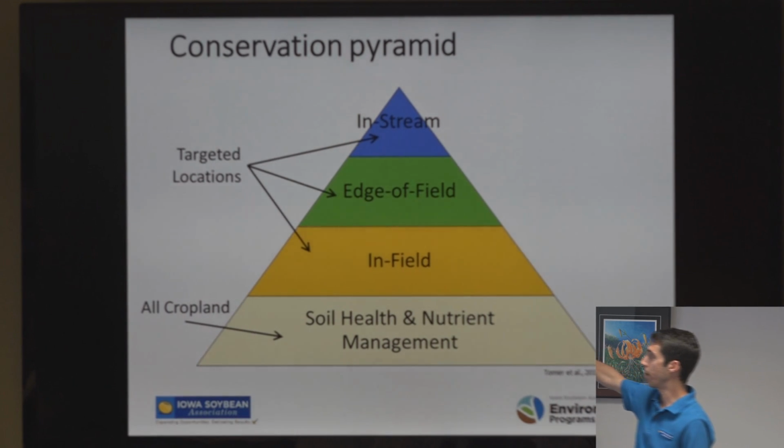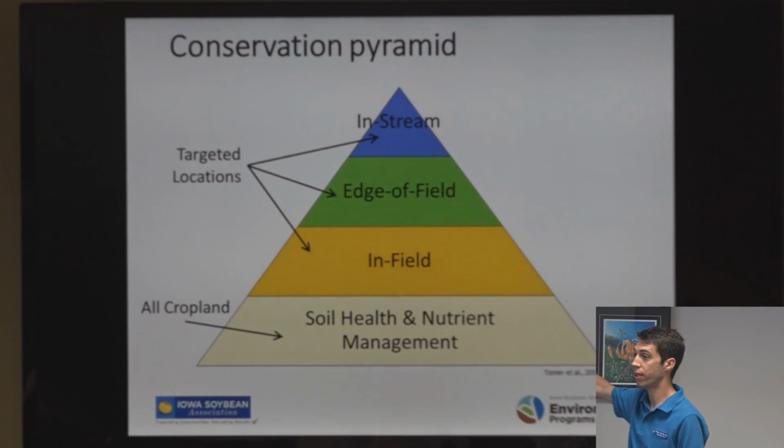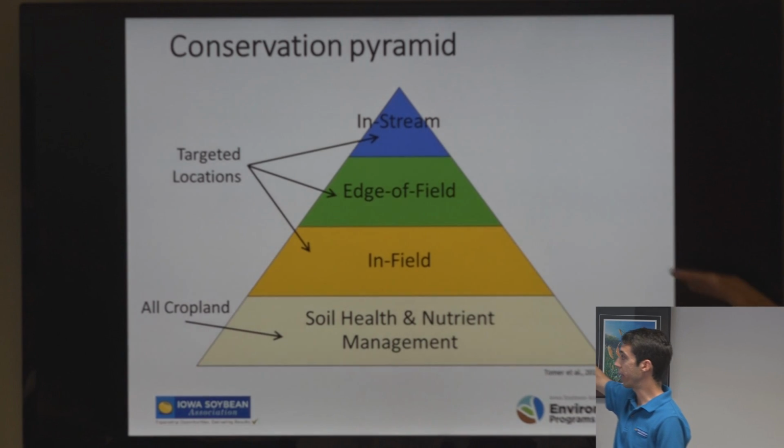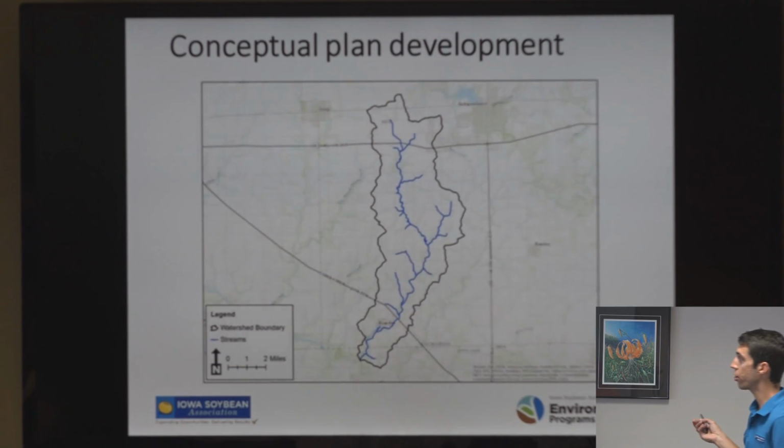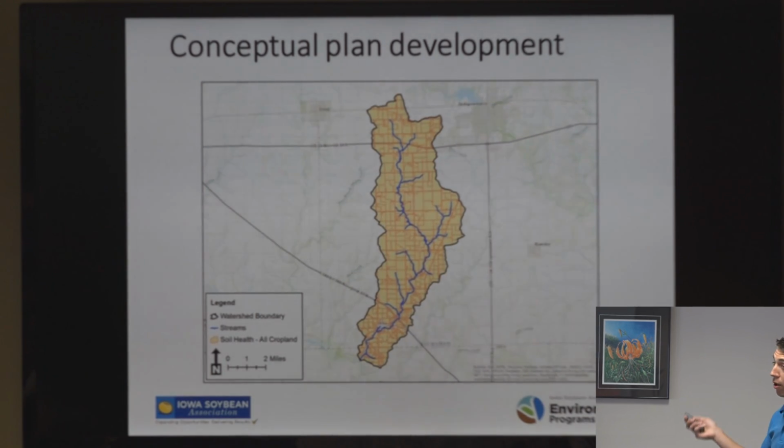We can kind of think about moving up this pyramid, building a foundation of healthy, strong, well-functioning soils, and then begin targeting conservation practices as we kind of move up this conceptual diagram. So to illustrate this targeting, I'm going to use Lime Creek, which is the first watershed plan that ISA has developed with the use of these Agricultural Conservation Planning Framework mapping tools. So we start with a watershed, not accounting for existing conservation practices. We start with a watershed, and then we promote soil health on all croplands.